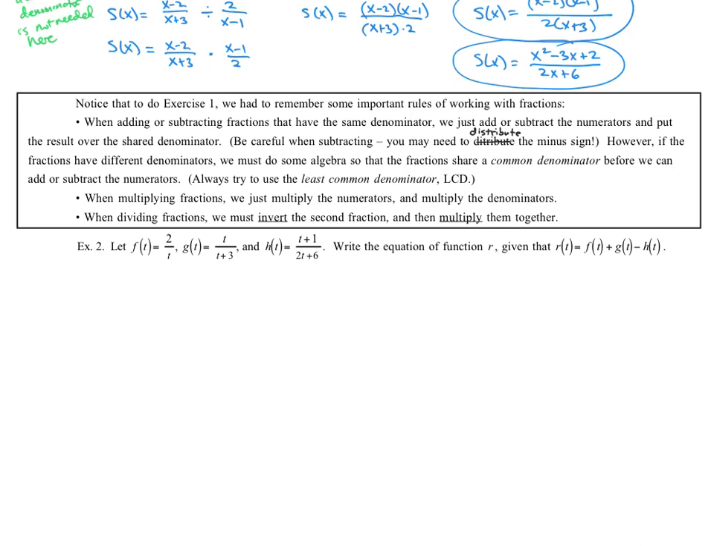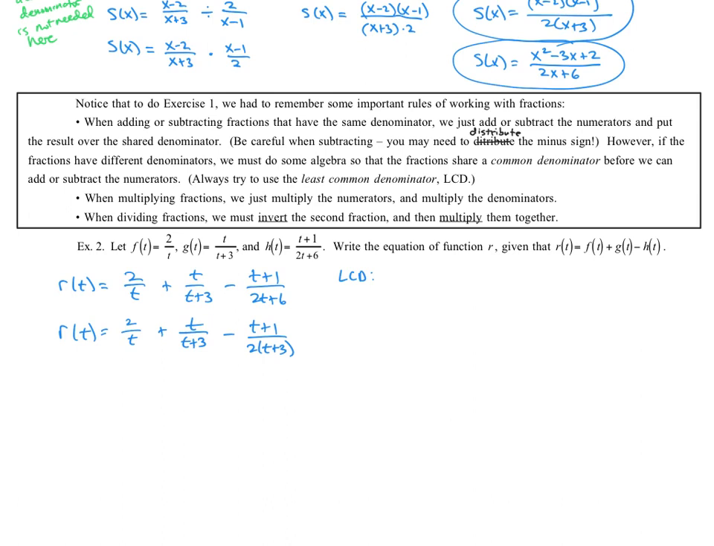First, I'll replace the f of t, g of t, and h of t with their three outputs. So this is the equation of r of t. To add and subtract the fractions, we want to find the least common denominator. But to do that, we need to factor the denominator of the third fraction.